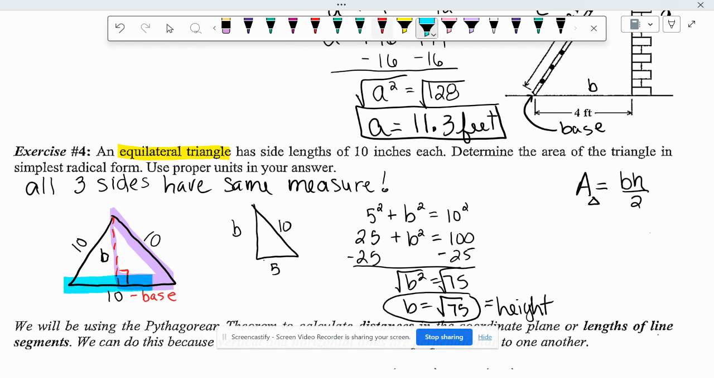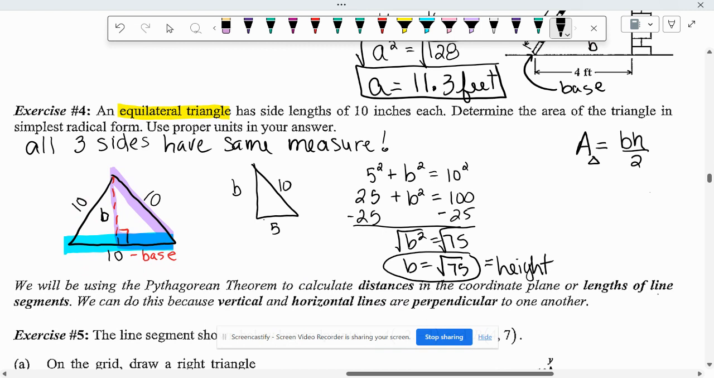What is the measure of the base of the equilateral triangle? No, it's not 5. What's the base? The whole base of the equilateral. It's 10. So do you guys see that? We took that whole equilateral triangle and split it in half to get the height. We had to find the perpendicular. So that's what this picture is right here. But the whole base is really 10.